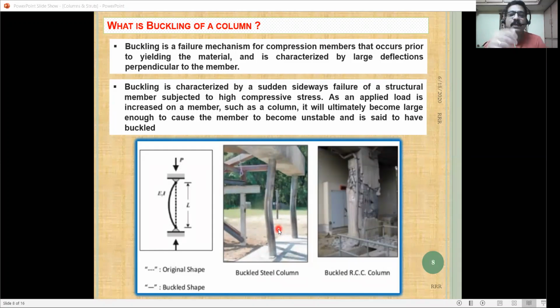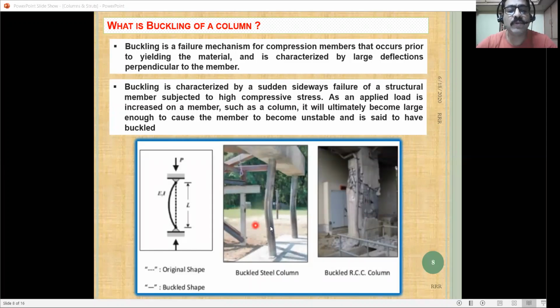It may not have exactly become two parts, but at the same time it could not be used as a column. That means its load carrying capacity is lost. That type of thing we call buckling. If you see the same thing I have shown in the steel column as well as the concrete column, you can see how the buckling will practically be visible when it happens. So this is what we call buckling of the column, right?